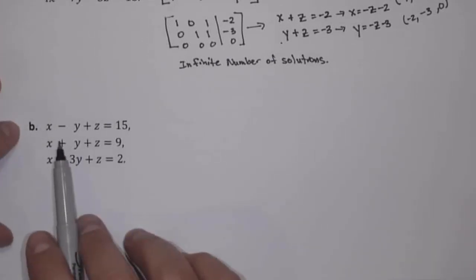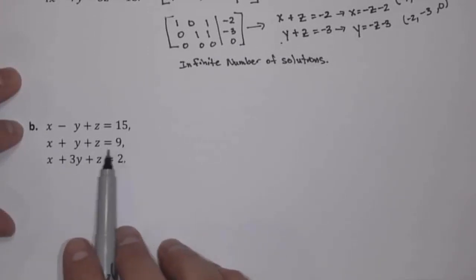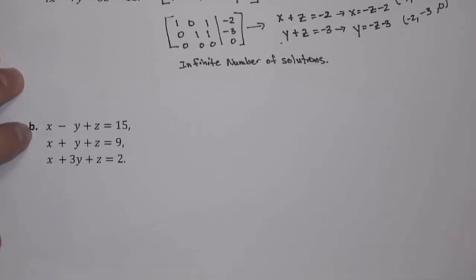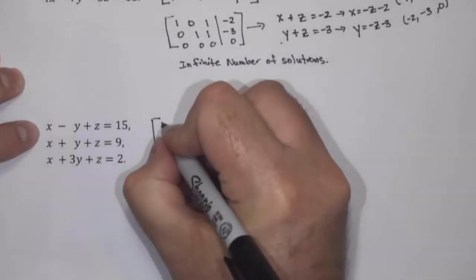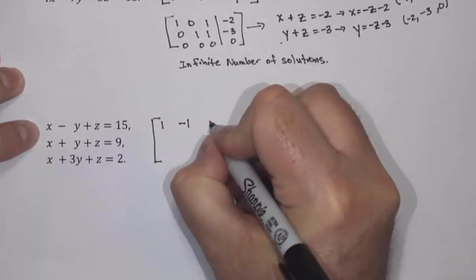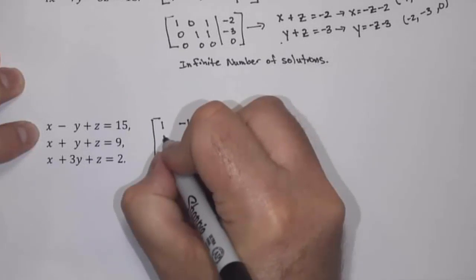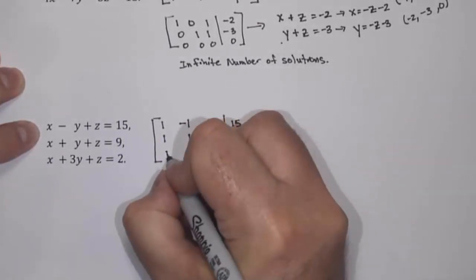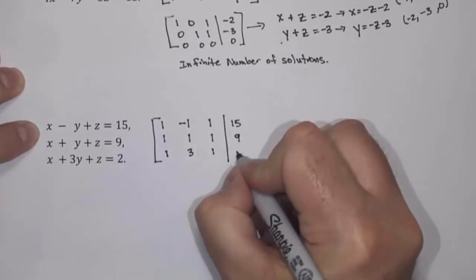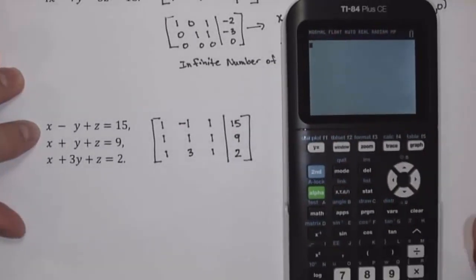In B, we have the system x minus y plus z equals 15, x plus y plus z equals 9, x plus 3y plus z equals 2. So let's start by writing that as an augmented matrix. So 1x minus 1y plus 1z equals 15. 1x plus 1y plus 1z equals 9. 1x plus 3y plus 1z equals 2.